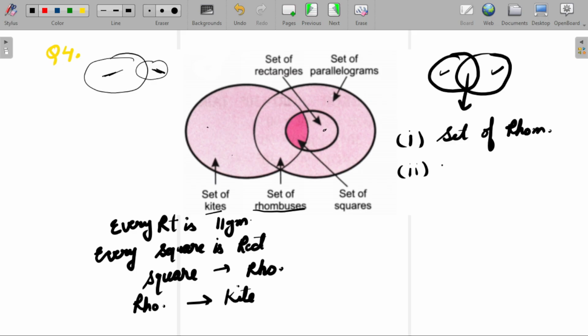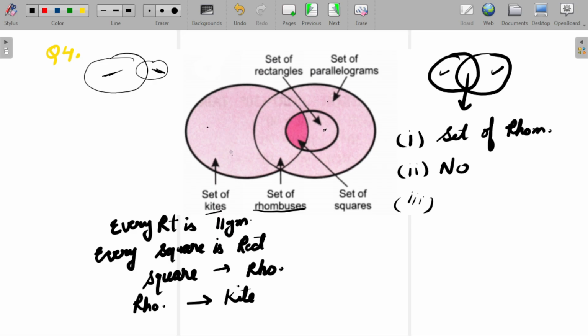Third part: is every kite a rhombus? If not, what is the correct relationship between the types of quadrilateral? So the answer will be: every kite is not a rhombus.